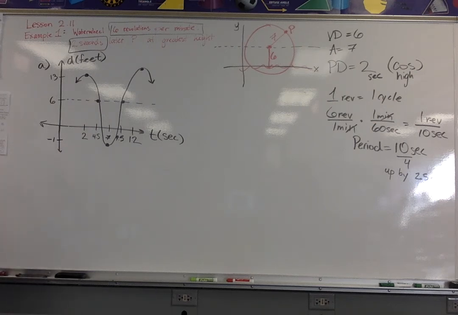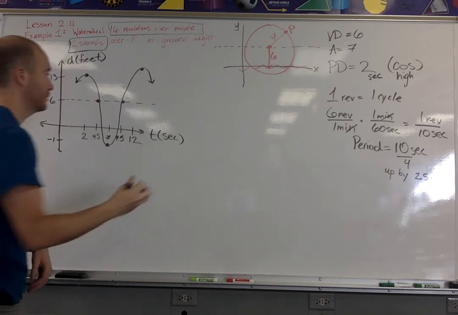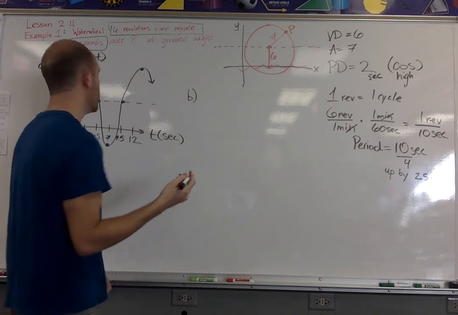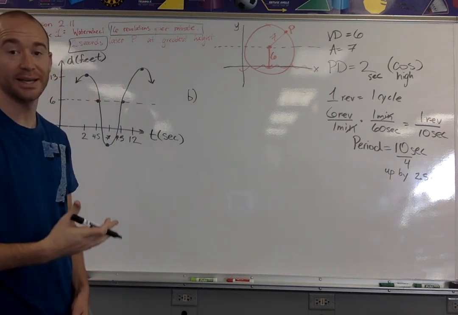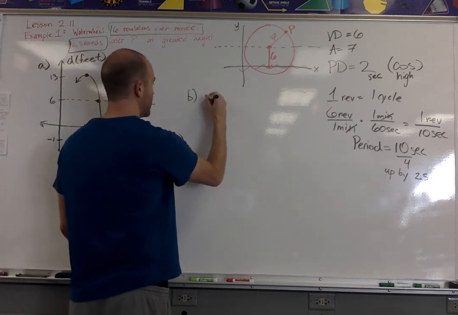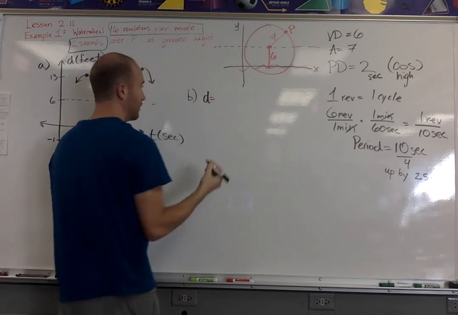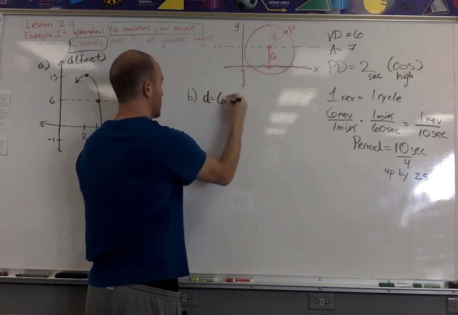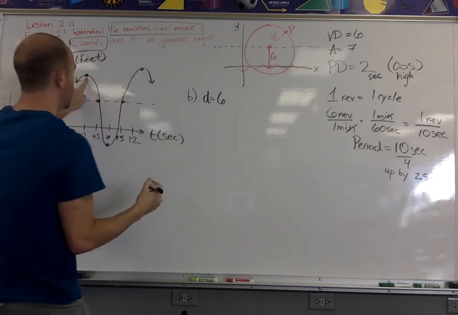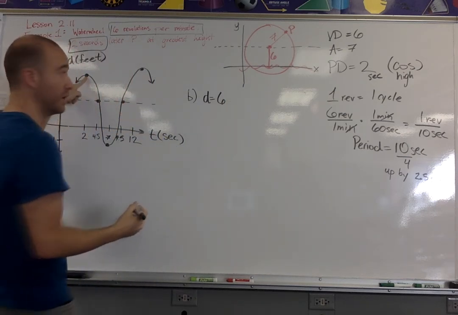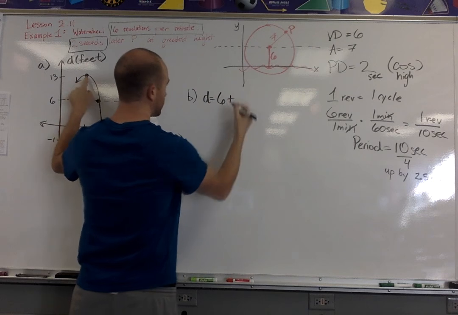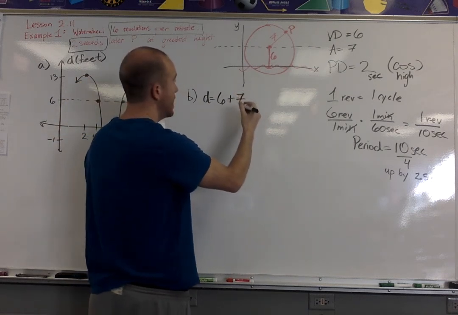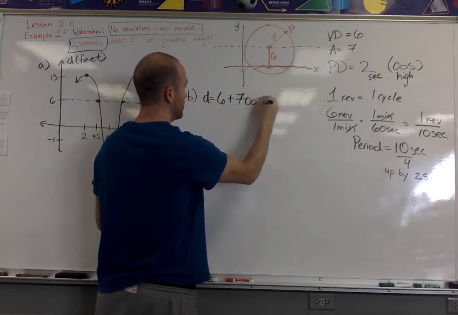Part B, they want us to create an equation out of this. Part B is an equation. Now, they told you that the output is distance. So instead of y equals, we're going to say d equals. We always start with vertical displacement first, so it'll be 6. And then we're starting at a high point, so this is a positive cosine wave, so it'll be plus. Then we've got amplitude always comes next. And then we said it was a cosine, so cosine.